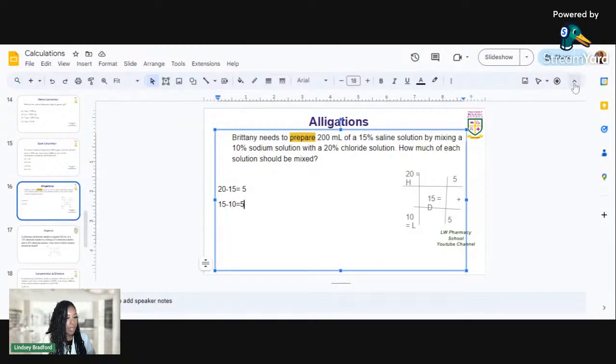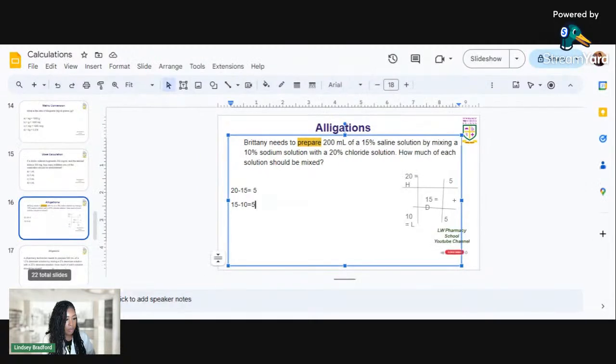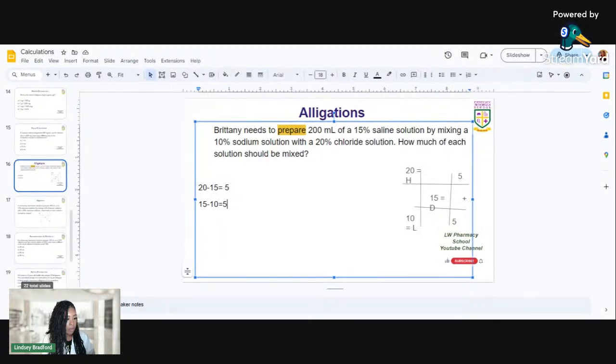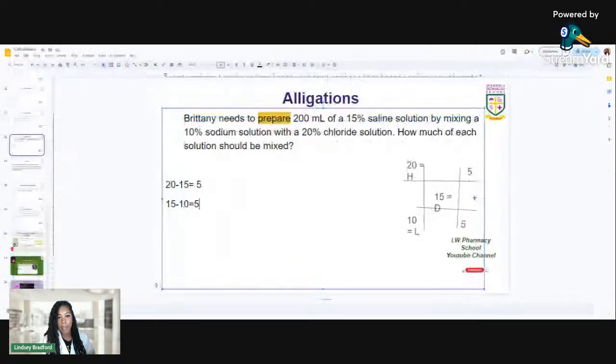Now let's see. I'm gonna see if I can zoom in a little bit. Let me see something. Yeah, just trying to make it a little bigger for y'all.